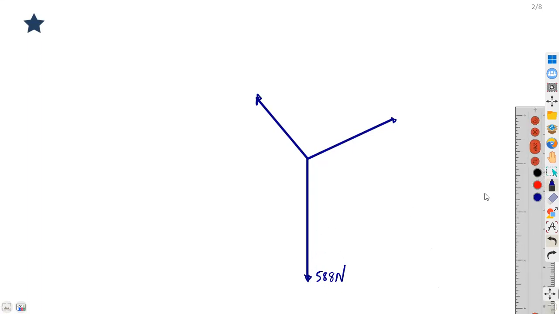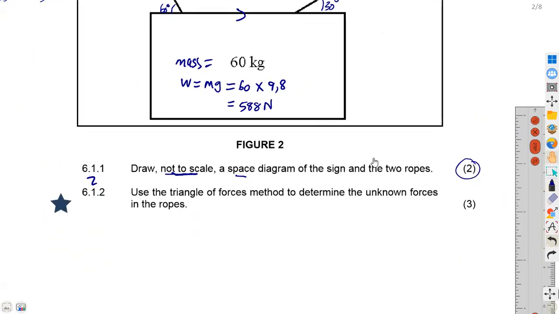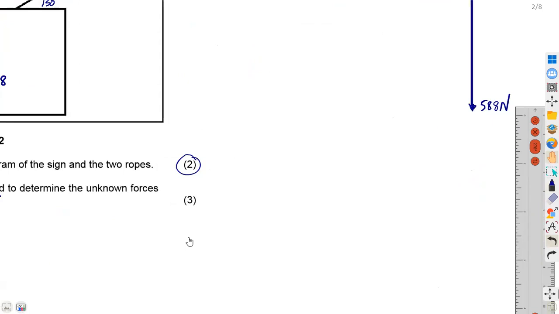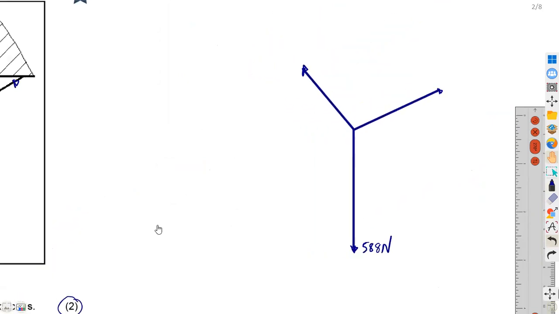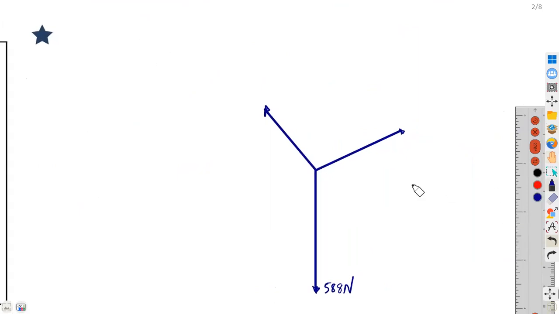Okay, so getting back to the question on 6.1.2, we are now asked to calculate, or to use the triangle of forces method, to determine the unknown forces in the ropes. This is the sketch that we have on the space diagram here. So I want you to see what we're supposed to have exactly. This was question 6.1.1. Now we move on to 6.1.2.